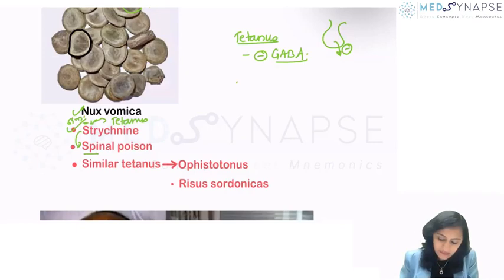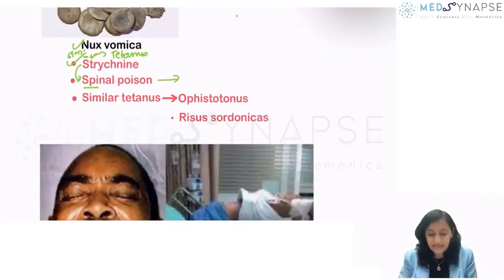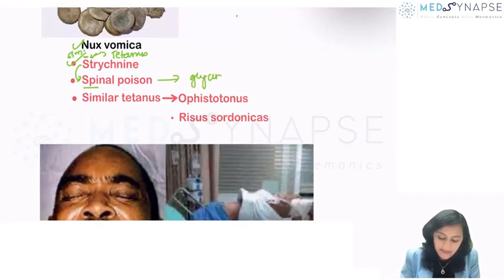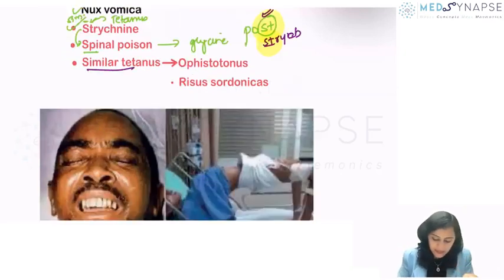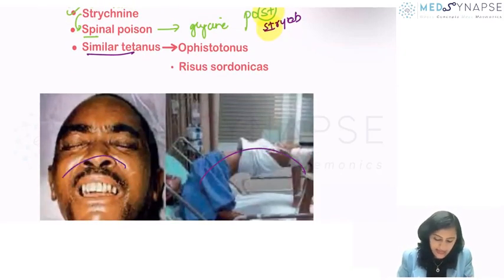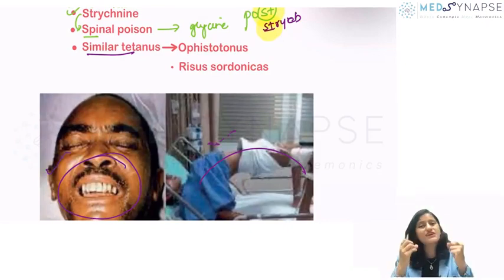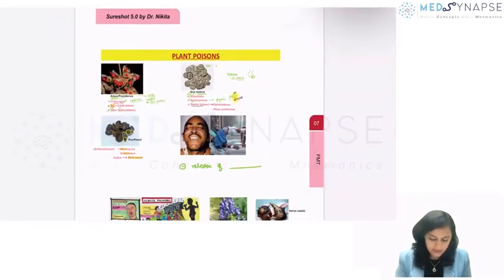Everything becomes excited. While in strychnine, which is a spinal poison, here also it is inhibiting the glycine, but this acts postsynaptic. Remember strychnine, ST. Strychnine acts postsynaptic. So postsynaptic is strychnine. Presynaptic is tetanus. This is similar to tetanus. You will get here opisthotonus and risus sardonicus, the contraction of the muscles. All these are important images.